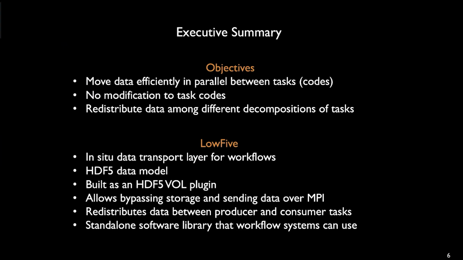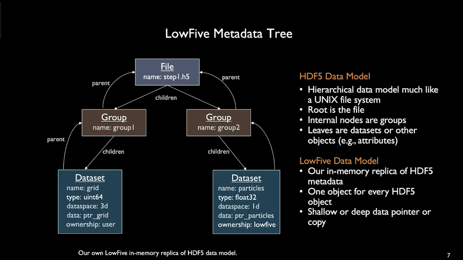And LowFive is independent of the Wilkins workflow manager that sits on top of it, so other workflow systems can use it as well. And the way that this is implemented is in memory, in distributed memory on each MPI rank. There is this metadata tree that basically mimics the HDF5 file structure. So we have files and groups and data sets, and all of the entities that are available in the HDF5 data model are built up in a metadata tree in memory.